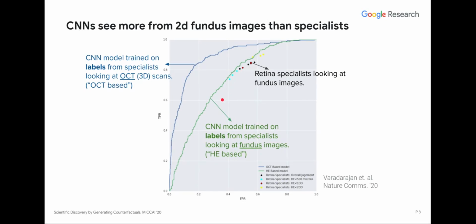However, when the same model with the same architecture is trained on labels from specialists looking at the 3D scans, the model performs much better. Note that the training input images are still the fundus images; the only thing that is changing is the labels. And the model performs significantly better. And this is the gap that we want to explain.